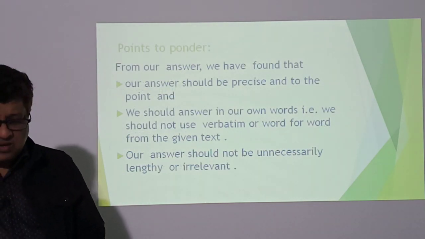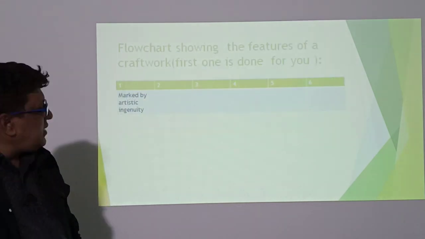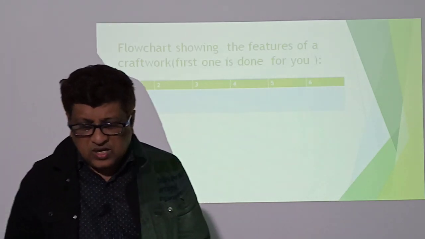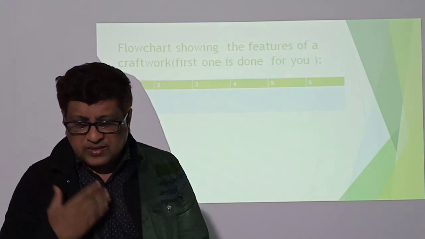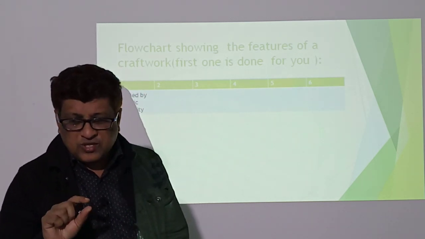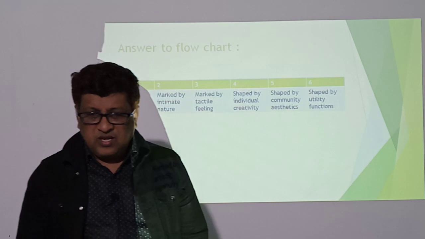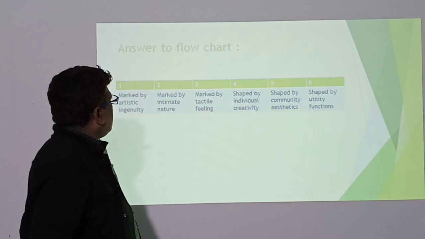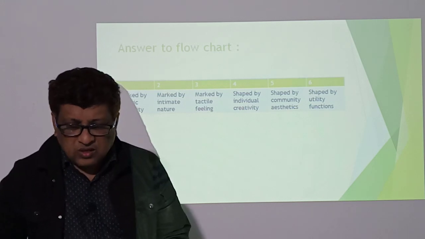And finally we have gone through a flowchart. For answering a flowchart, we have told you again and again that it should be answered imitating the first one given for you. Then we have to remember that we must not use sentences in a flowchart, and we will not use articles or auxiliary verbs in the case of a flowchart. And our flowchart should be properly shaped by the first given one.